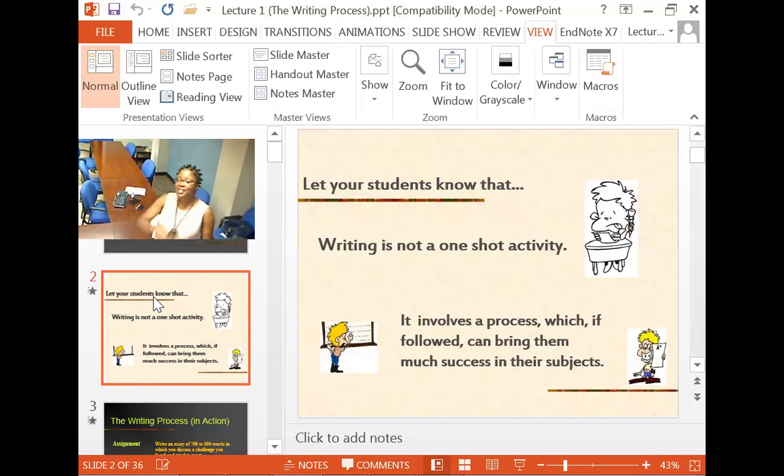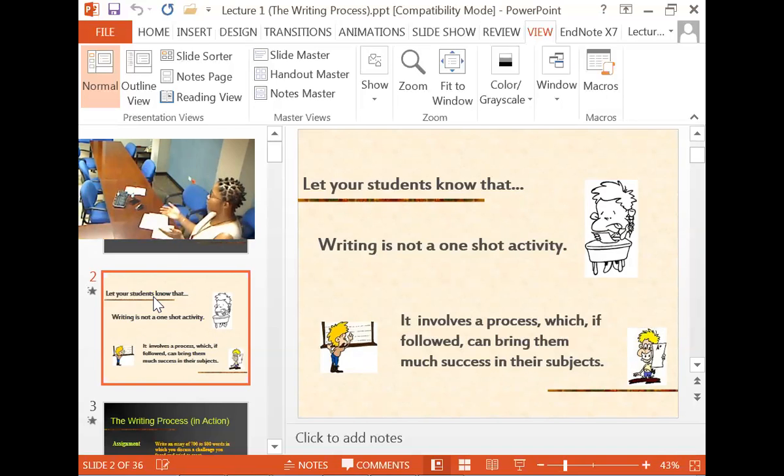But writing is not a one-shot activity. There's no way you're going to write it right the first time. So we need to get beyond that space. And how do we? I want you to start thinking of the ways in which we can encourage our students to get beyond that notion that they do it once and that should be a perfect thing.